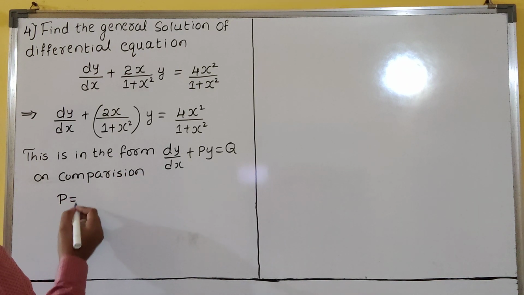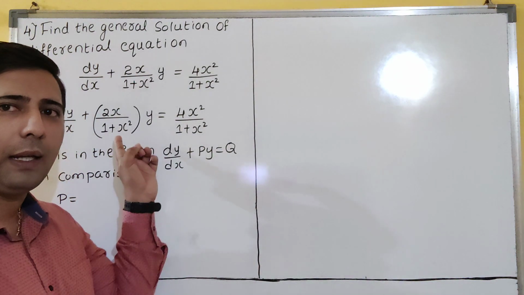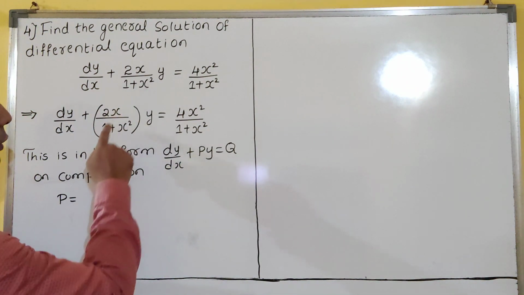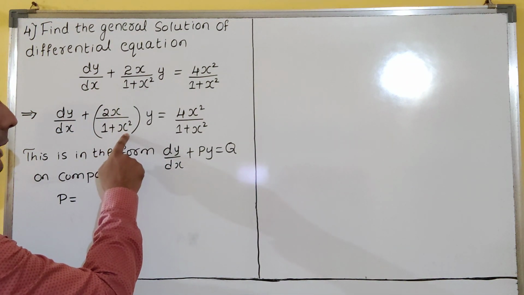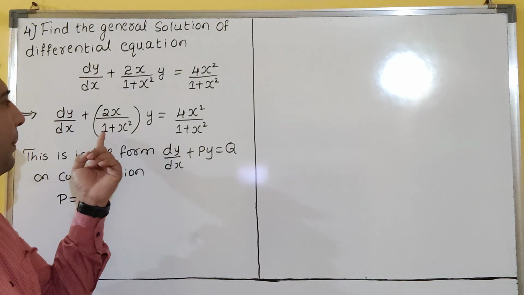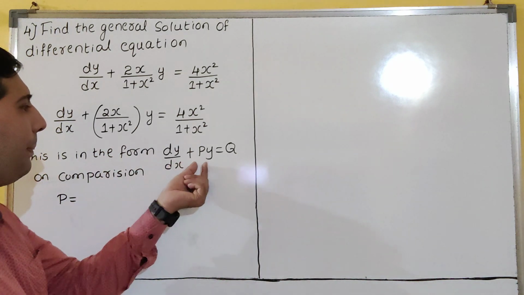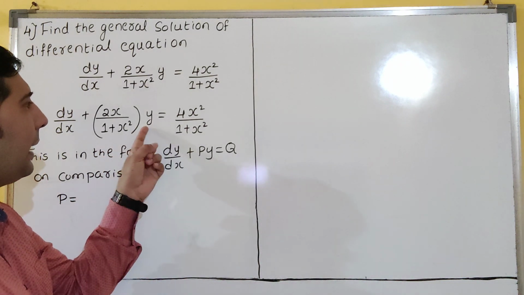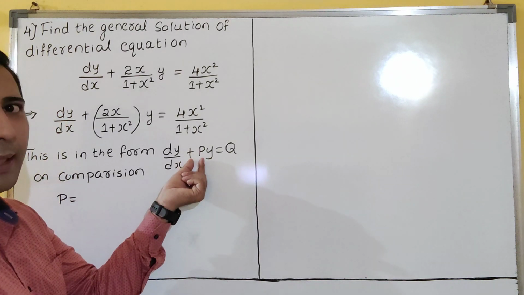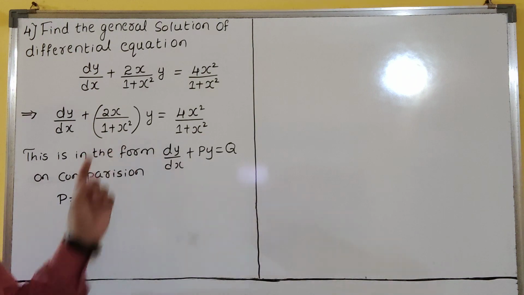So p is equal to, p is what? You see here, compare this equation with this. So now in p place what is it? 2x divided by 1 plus x square. We have to call that p. We should not consider y, because we don't need y, only p is needed. So p is 2x divided by 1 plus x square.